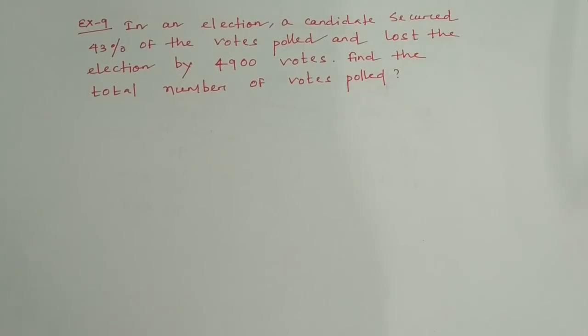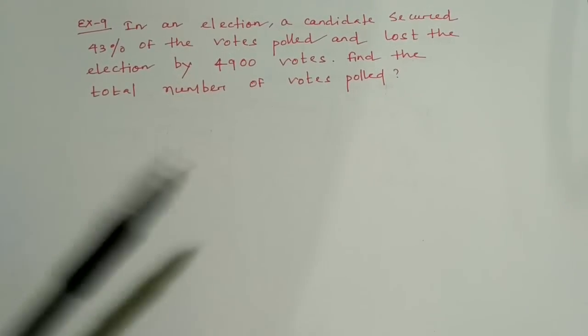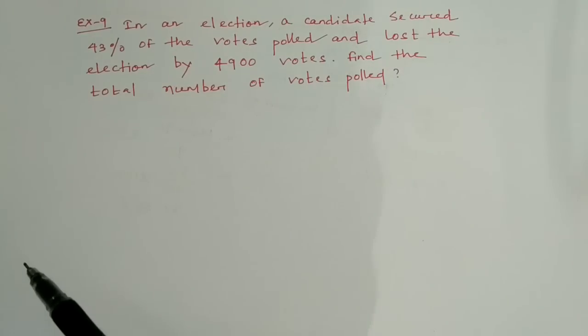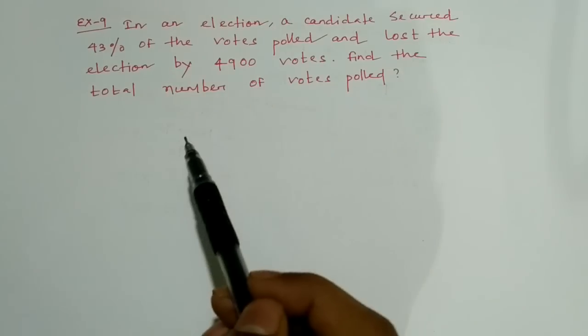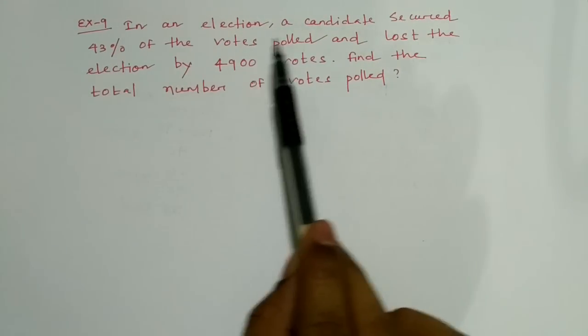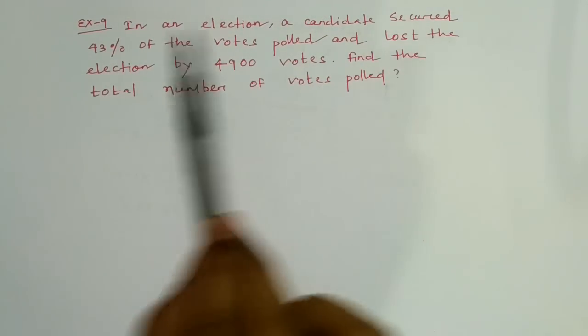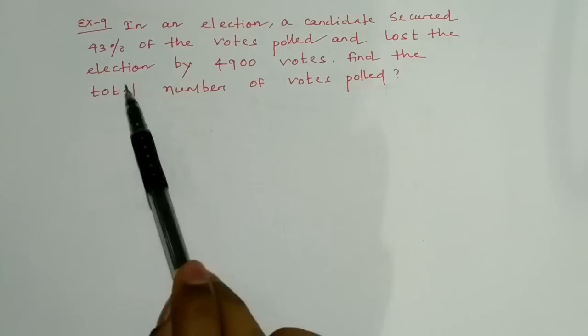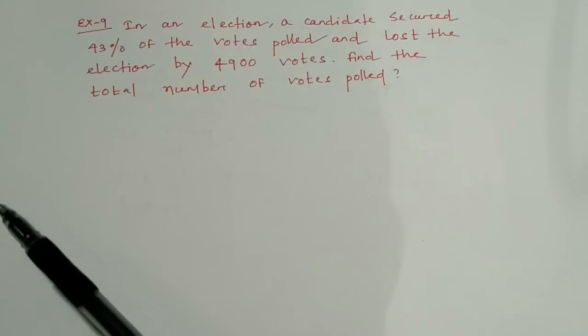So here is example 9. This is also one type of very important question. So we have to first read out the question. In an election, a candidate secured 43% of the votes polled and lost the election by 4900 votes. Find the total number of votes polled.